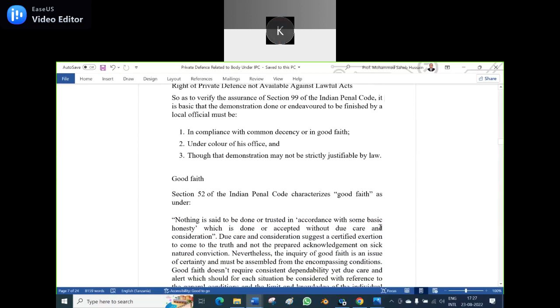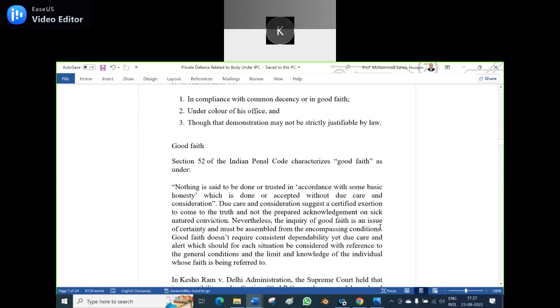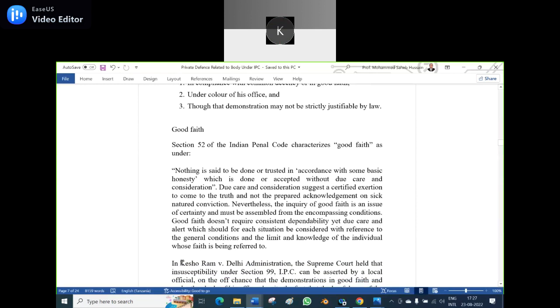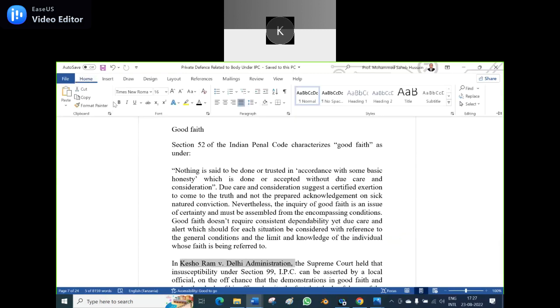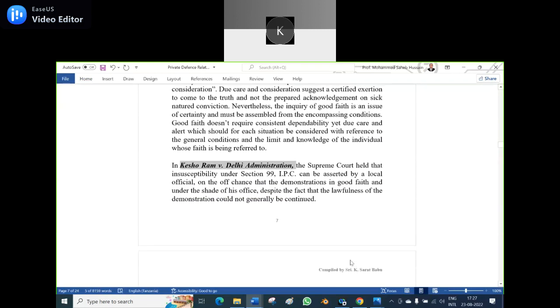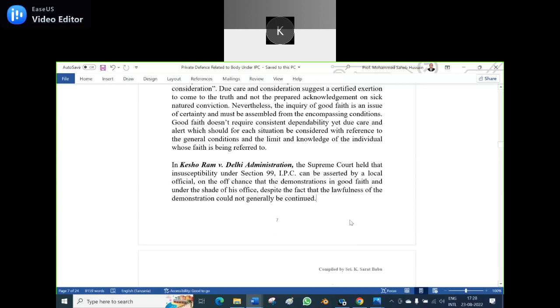If the official acted in good faith also, the right of private defense cannot be applied. Section 52 of the Indian Penal Code characterizes good faith as under: nothing is said to be done or believed in good faith which is done or believed without due care and attention. In Kishanram versus Delhi Administration, the Supreme Court held that immunity under Section 99 IPC can be asserted by a public official if the act is in good faith and under the color of his office.